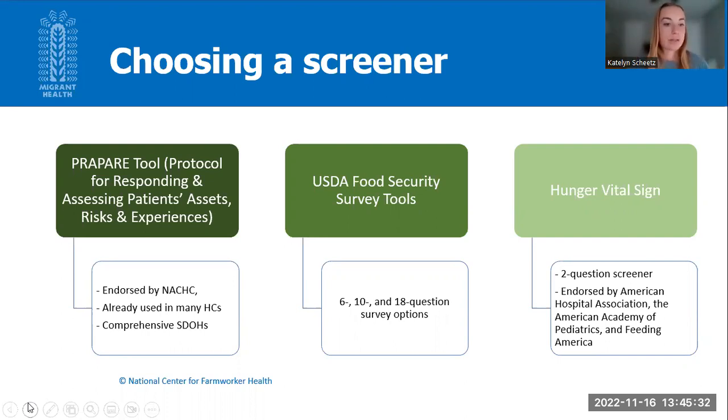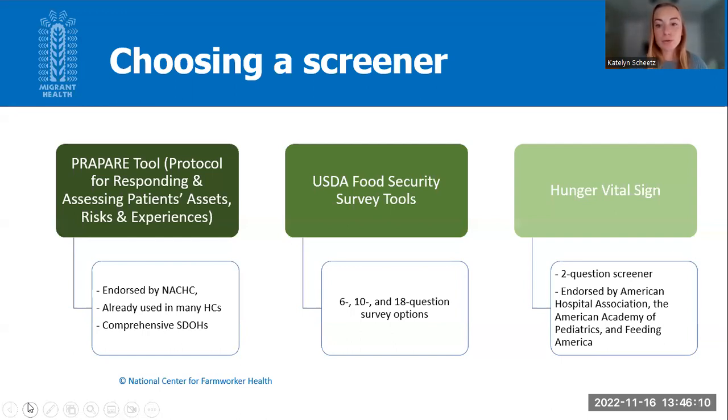So all the way on the left here, you'll see the PREPARE tool, which stands for Protocol for Responding to and Assessing Patients' Assets, Risks, and Experiences. This is a 21-question comprehensive social determinants of health screener. And this tool is certainly longer than a simple 2-question food insecurity screener that you'll see with the Hunger Vital Sign. But it will give you a much more holistic view into patients' strengths and challenges, as well as present a clear story that's told through data.